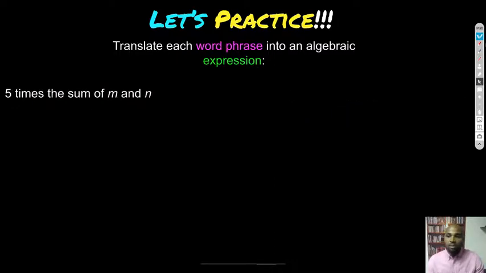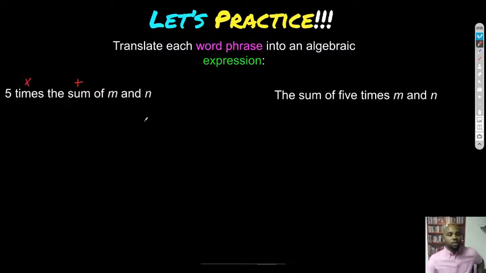All right, so what about this one? Can you do this left one first? 5 times the sum of m and n. So we need to take care of this sum. What operation are we talking about? Plus, and we know that 5 times is going to be multiplication. So we've got two things going on here. We've got 5 times whatever the sum is of m and n. So m plus n is the sum of this whole thing, and we want 5 times that whole thing.